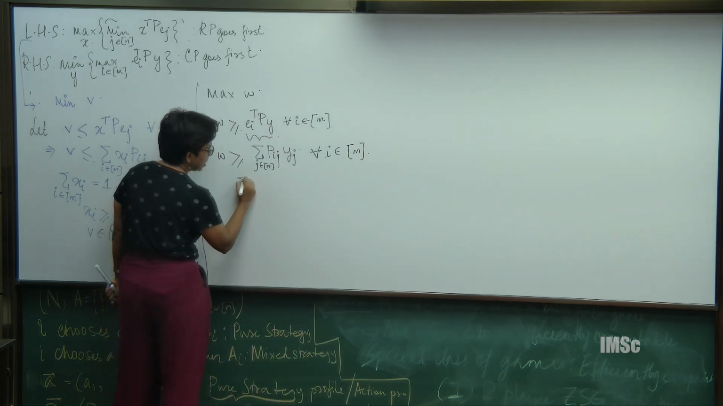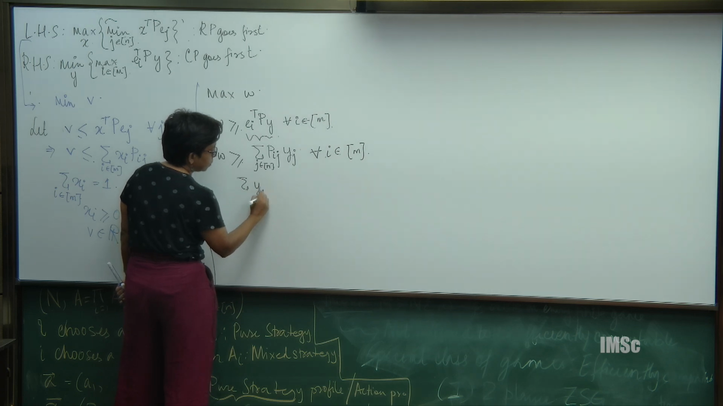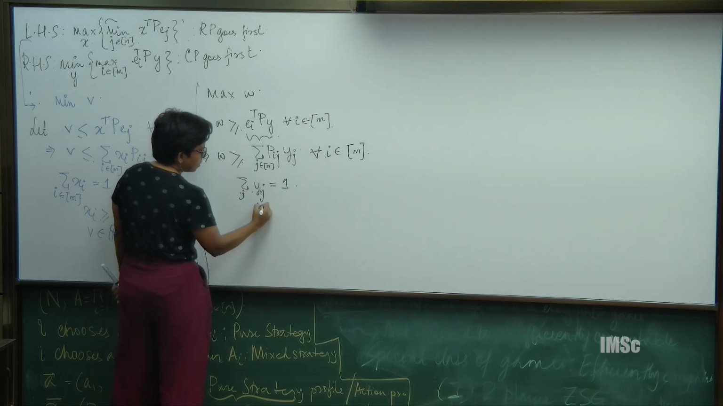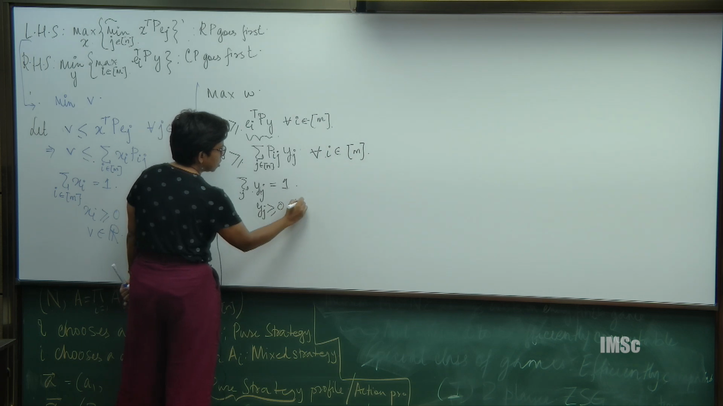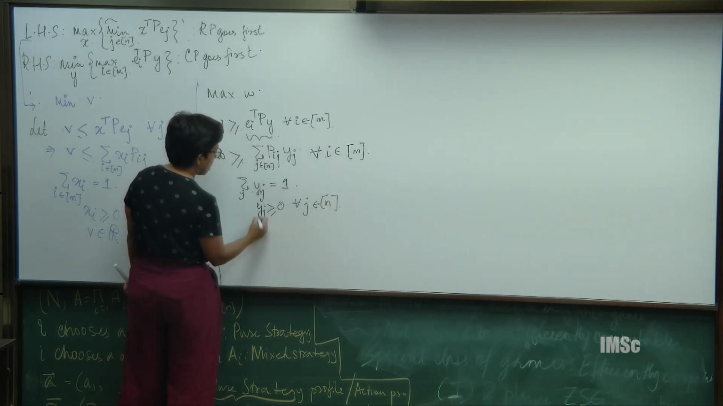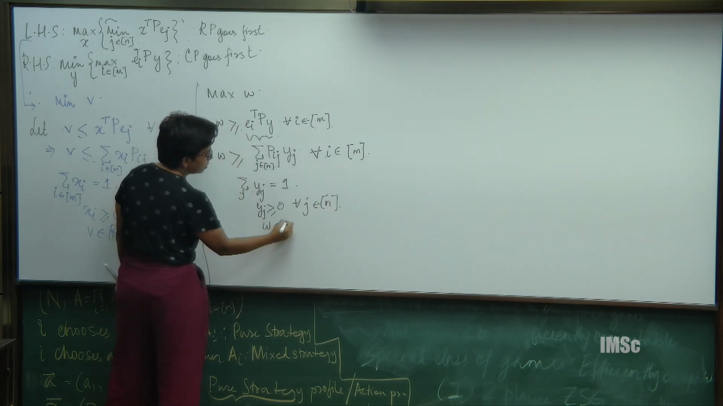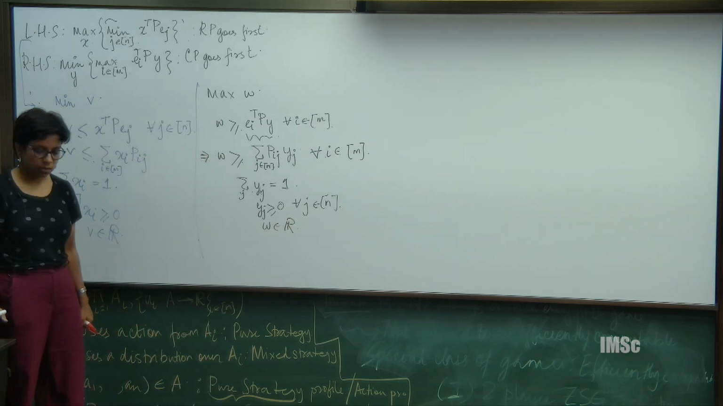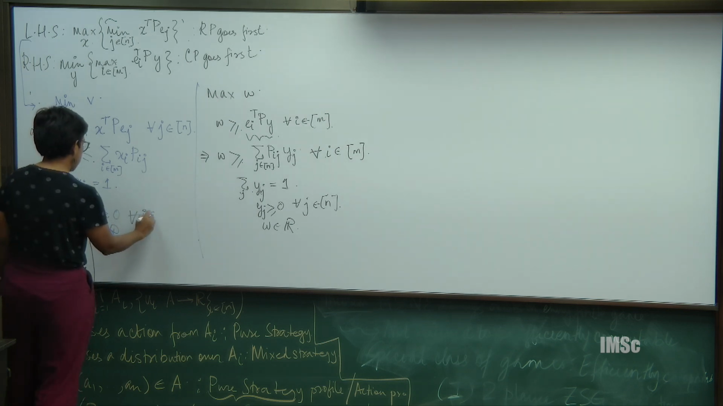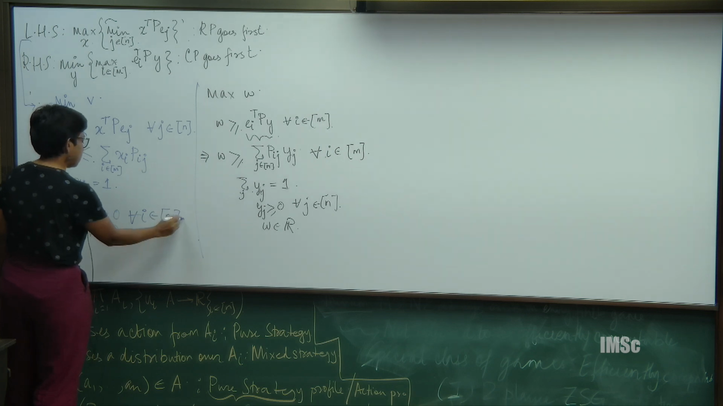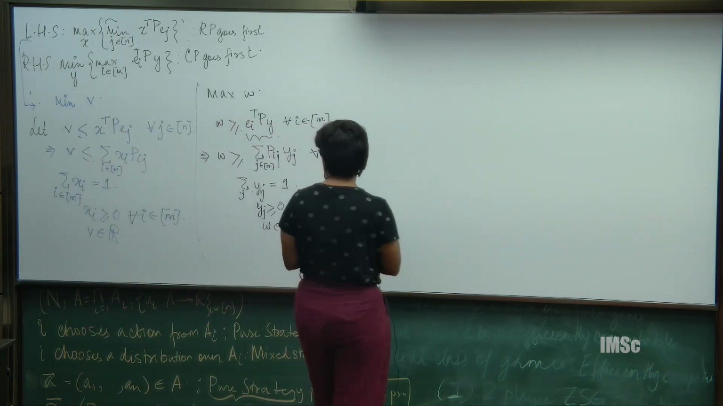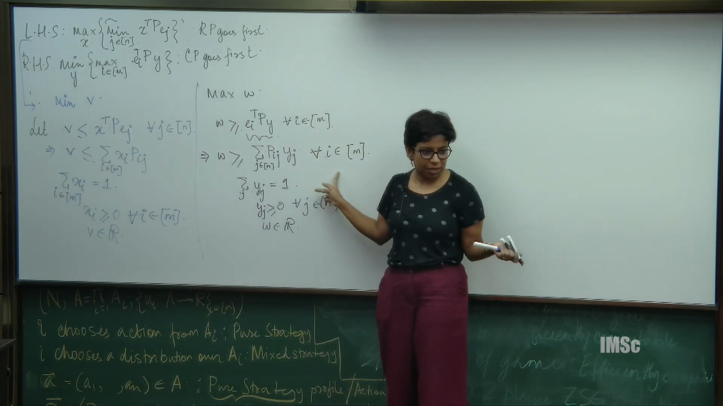Again, y is a distribution, so the entries must add up to 1. Each of the y_j's is greater than or equal to 0 for all j from 1 to n, right, and again w is just a real number, correct. Yes or no? Yes? I just wrote these things down here, right, just nothing more.